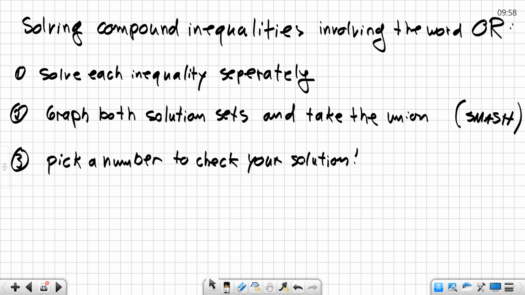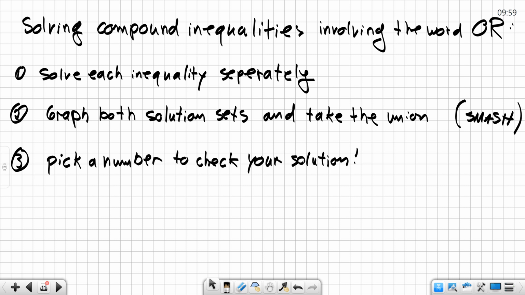Let's have a look at how to solve inequalities involving the word or. Similar to before, we are first solving each inequality separately. Then we are also going to graph the solution sets on top of each other, but we are going to take the union in this case. Think about smashing. We are smashing the graphs together. We take everything from the top and everything from the bottom.